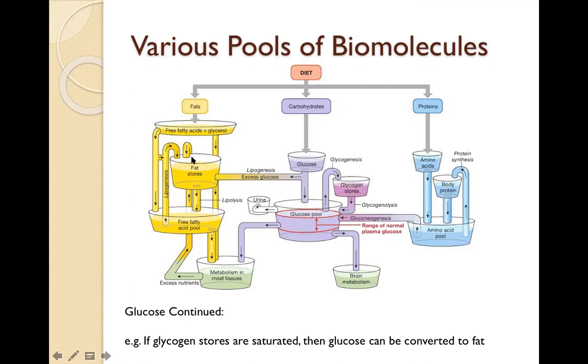The one thing to notice about this is that the arrows indicate the direction that these biomolecules can move. And notice that there's no way to go from fat back to glucose or carbohydrates. There's no way to go from fat to protein. The only way to get rid of fat in the body is by breaking it down. Metabolism, that's the only way to get rid of fat.